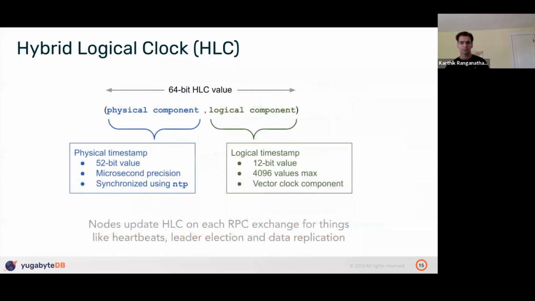Okay, so specifically how HLCs are encoded in Yugabyte, it's a 64-bit value, 52 bits for the physical time, which gives you microsecond precision, and a 12-bit value for the logical component, which is 4096 values at most, right? And we felt that this type of a split is good enough for most of the operations we do.